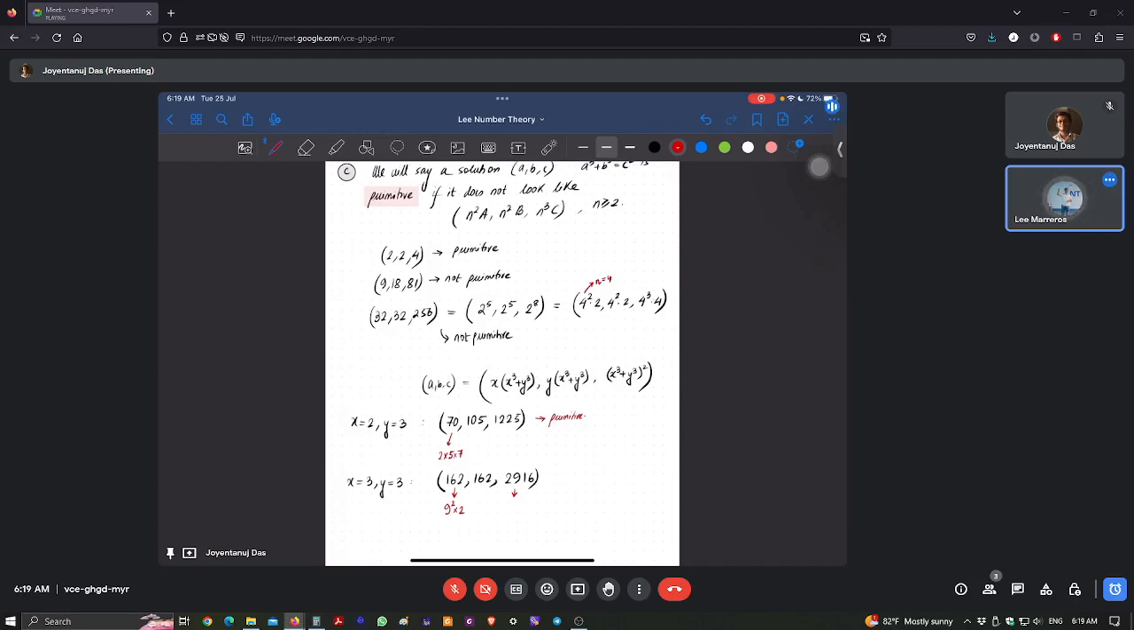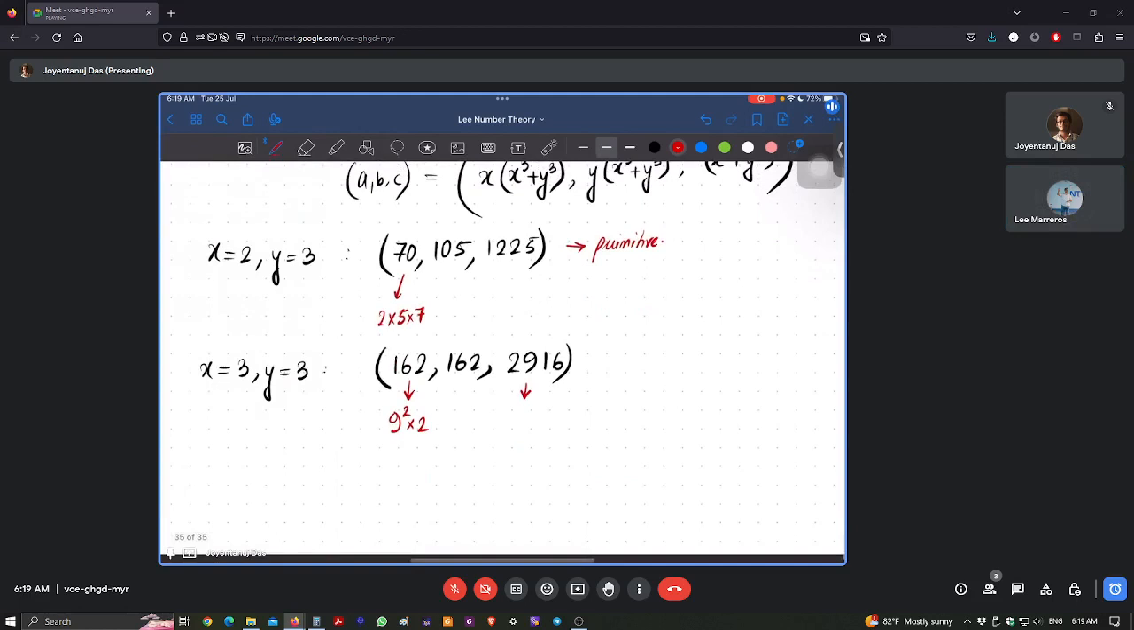So the factorization of 2916 is 2 square into 3 power 6, right? So that is nothing but 2 square into 9 cube, right? So this I can write actually as 9 square into 2, and 9 cube into 2 square. So here n equals 9. So this is not primitive.